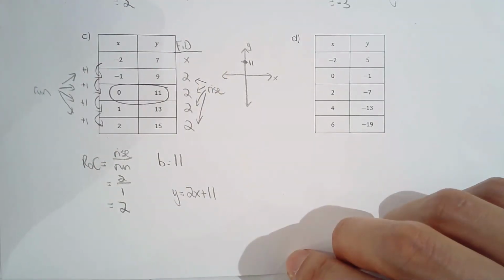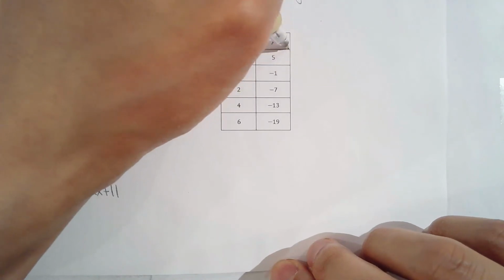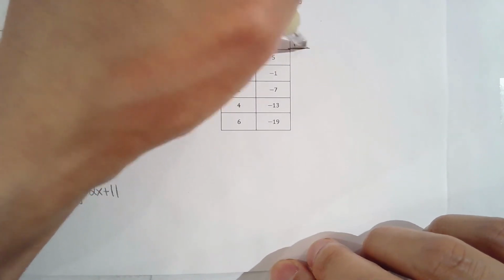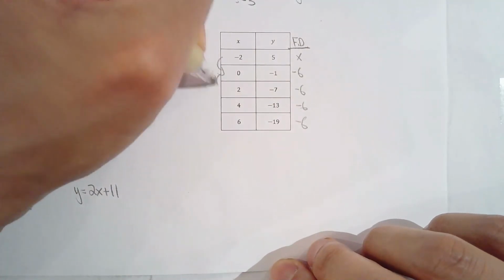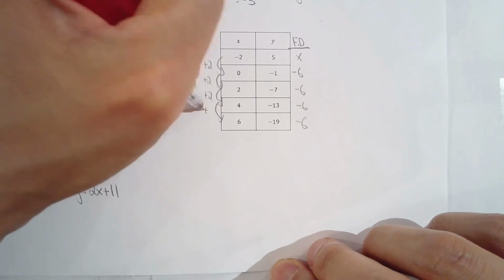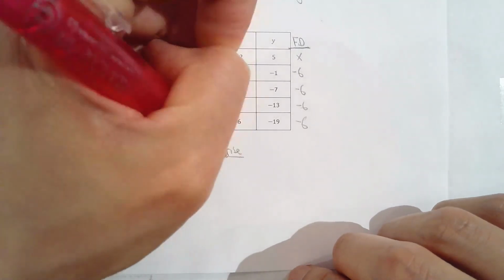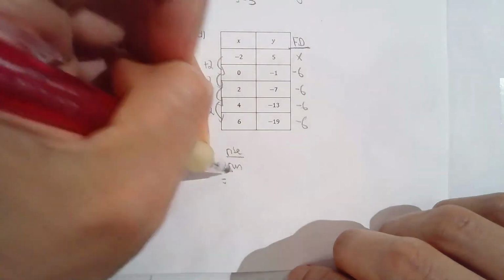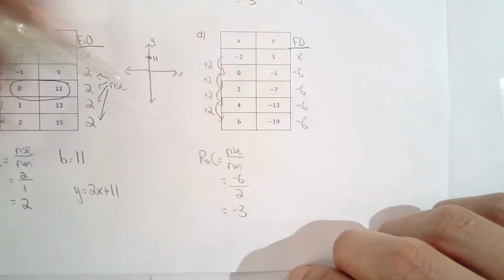One more. So let's find the first differences, because that's going to give us our rise. Negative 6, negative 6, negative 6, negative 6. Beautiful. So these values are our rise. How about these values? How are the x values changing? Plus 2, plus 2, plus 2, plus 2. So I think I know what the rise and the run is now. The rise is negative 6, and the run is 2, which means the rate of change is negative 3.